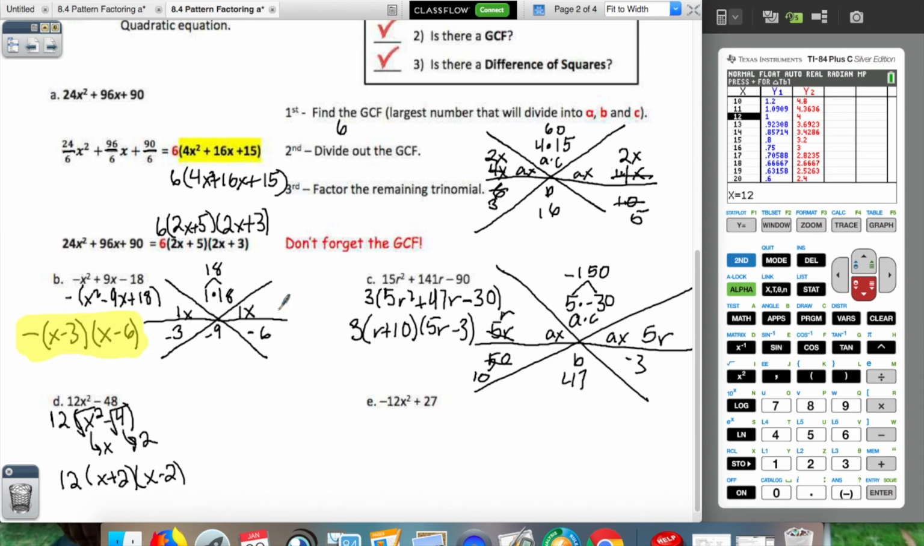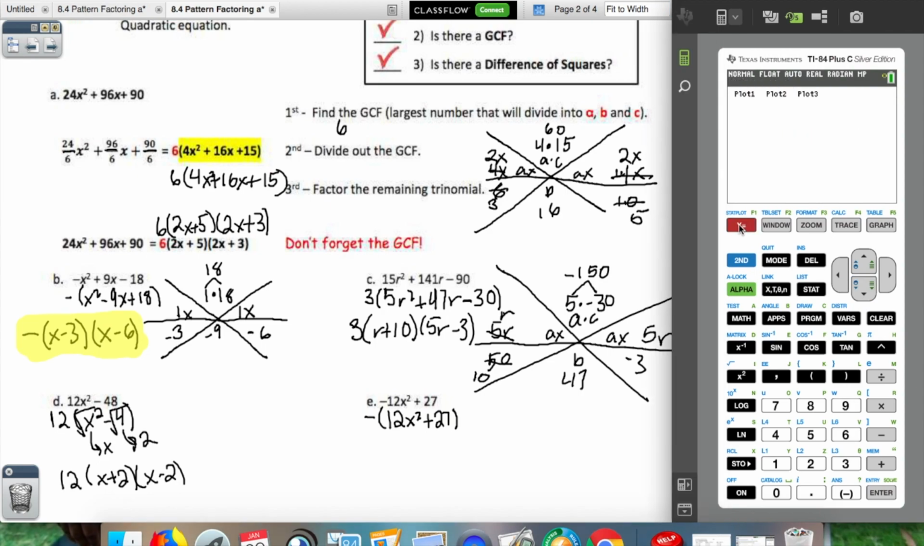So E has negative 12x squared plus 27. We already know for a fact that negative's out. So let's go ahead and take it out like we know. So we're left with 12x squared plus 27, right? So we got that. Now let's find the GCF between 12 and 27.